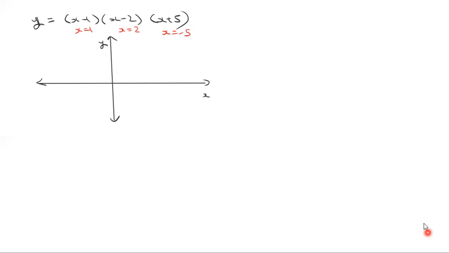And then you know if it's negative or positive. Yeah, you know it's positive because it's a positive x times a positive x times a positive x. So that means it's going to go up on the right and down on the left. And because you know all the intercepts, you basically just draw it in. So it's going to be like 2, 1, negative 5. And you can work this out, and that's going to be 10. Something like that.